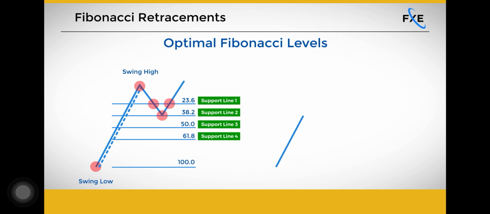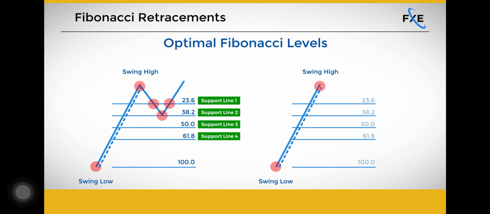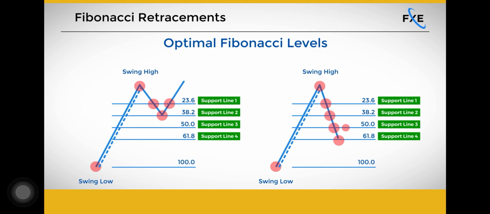On the right of the screen, there is another example of a move up. Again, the move up is measured and the Fibonacci lines are projected out. As you can see in this example, price again breaks through the support level at 23.6% and goes on to break the 38.2% and the 50%, the zones we consider the most important. Once price gets to the 61.8% level, it reverses and tries to go higher.